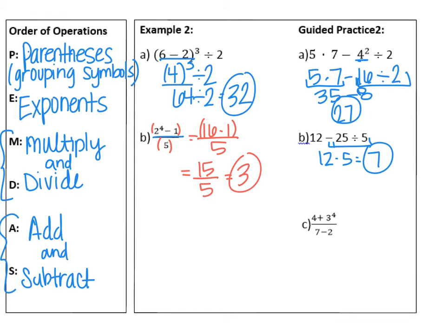C, definitely the hardest. We do have parentheses because we have the fraction bar. Up top, we're going to do the exponent first, and we get 4 plus 3 to the 4th. 3 times 3 is 9, times 3 is 27, times 3 is 81, so it's 4 plus 81, over 7 minus 2. Now we'll do our addition up top and our subtraction in the bottom, and we get 85 over 5. And 85 divided by 5 is 17.